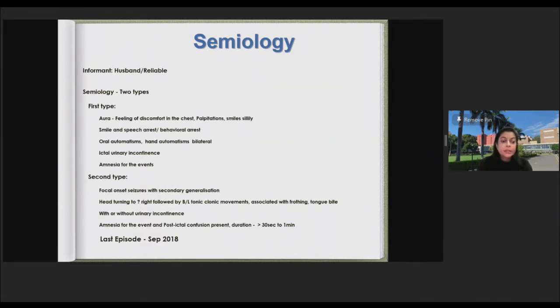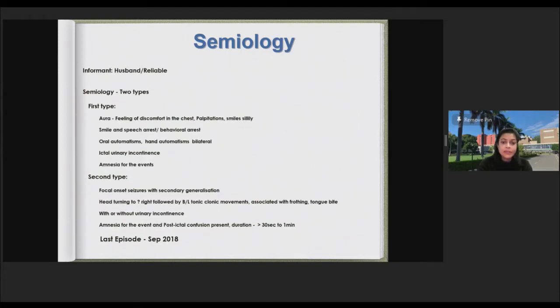In the first event, she could describe that she used to have a feeling of discomfort behind her chest. She would also have palpitations. The husband said she would give a silly smile, which would herald to them that something was happening with her. But she would not speak when asked anything. However, she would listen to them and comprehend what was going on, but not be able to bring out much speech.